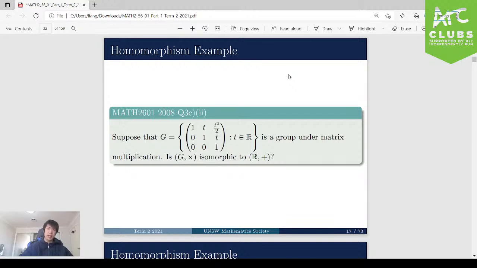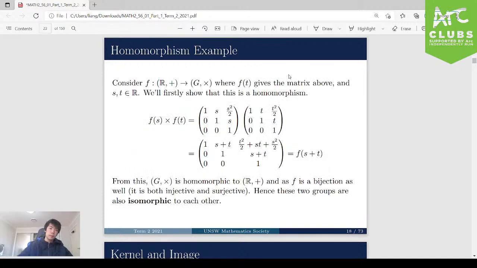Because remember, isomorphic is like an extra condition, kind of similar to how abelian is an extra condition on groups. Isomorphic is something that's extra on top of homomorphisms, right? If something is a homomorphism, then we can furthermore try to show it's isomorphic or not. So we firstly show that this is a homomorphism.